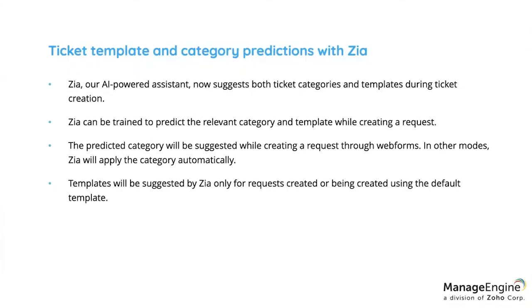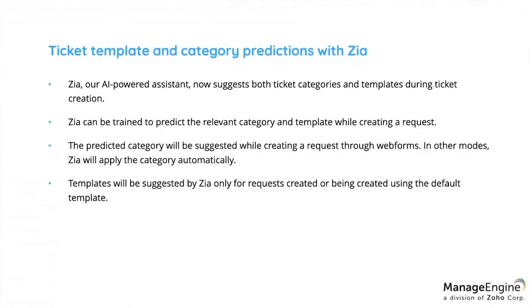ZIA is our AI-based power assistant. Now it suggests both ticket categories and templates during ticket creation. All right, so that's important. People need to be aware of the categories and templates. How this actually works is that ZIA gets trained based on the relevant category and template while creating a request. So when you enable the configuration, it's going to get trained on the data that you have in the past. What you have is what it would be trained on.